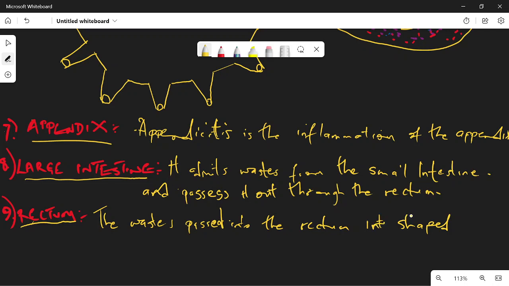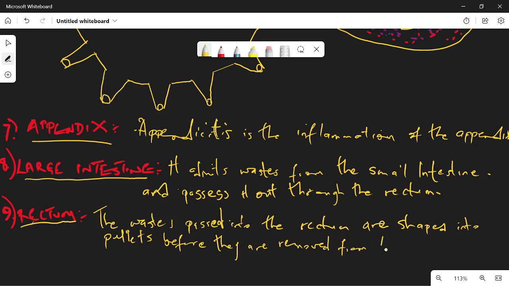The rectum are shaped into pellets before they are removed from the body.